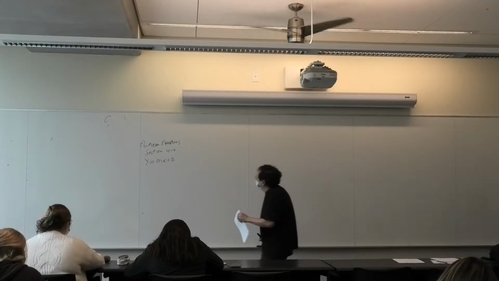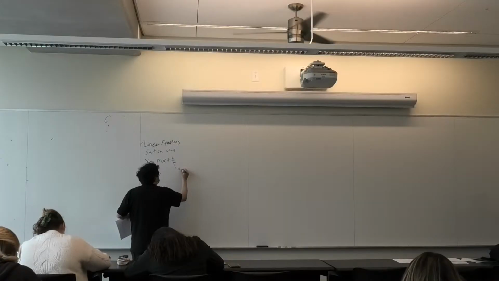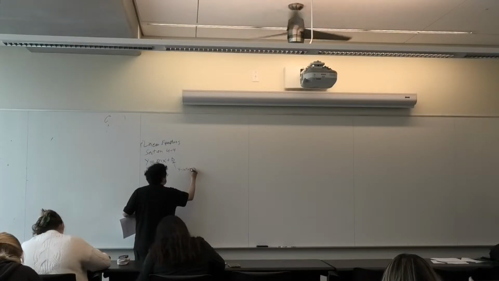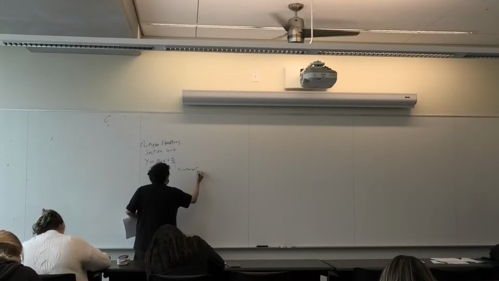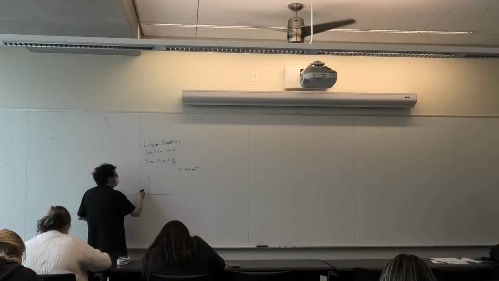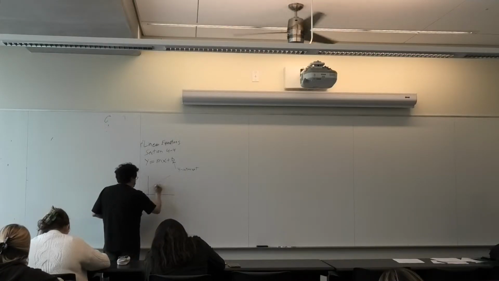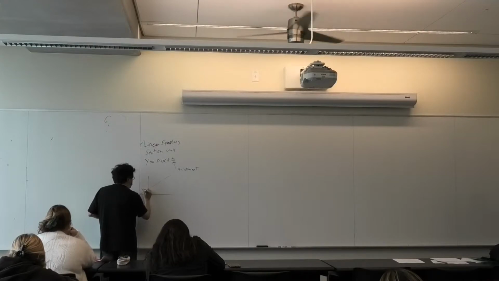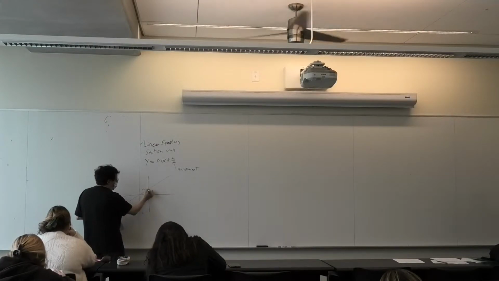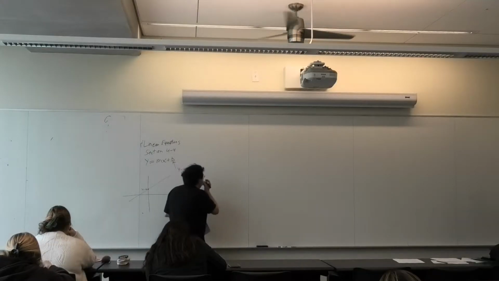Let me try again. Where b is what we call the y-intercept. When you graph a line, it's the point where it crosses the y-axis. That's our b, and our m is the slope.